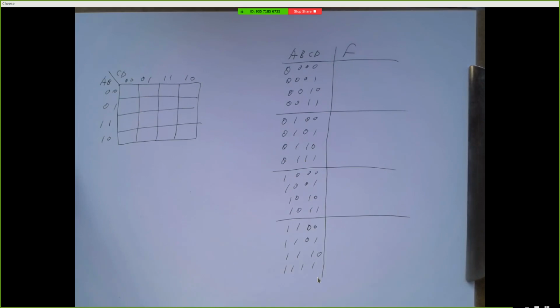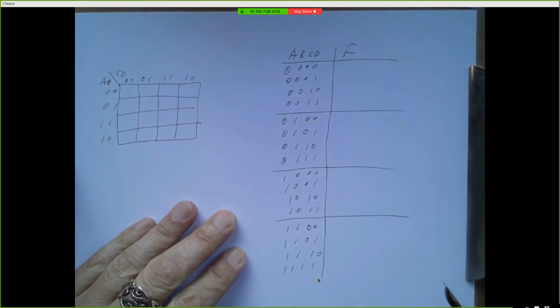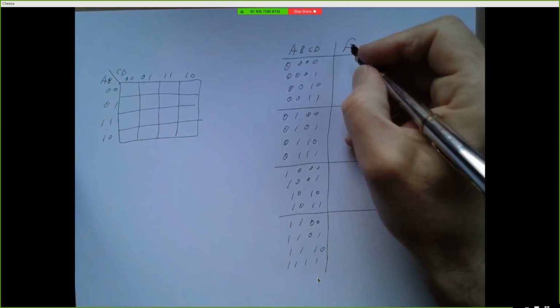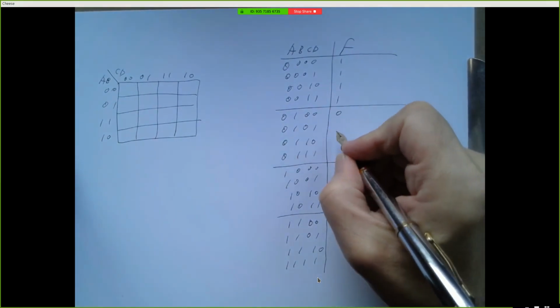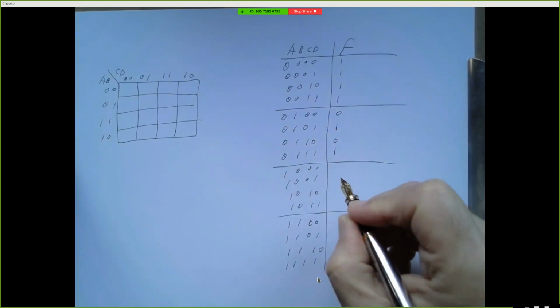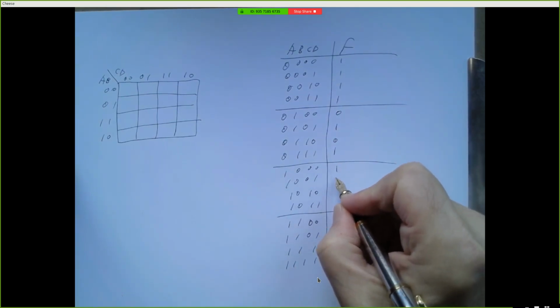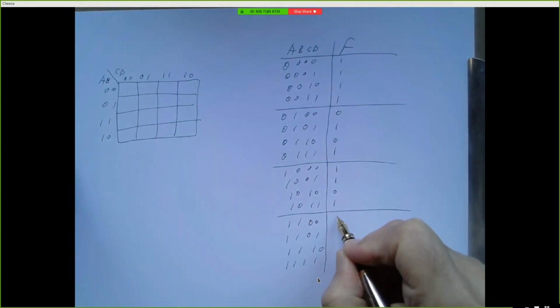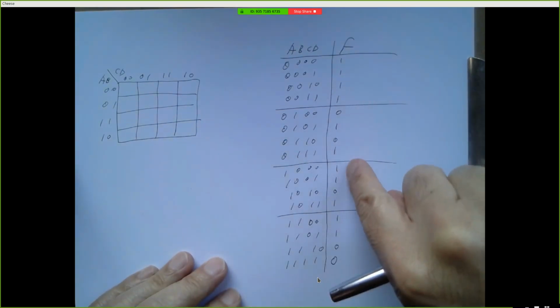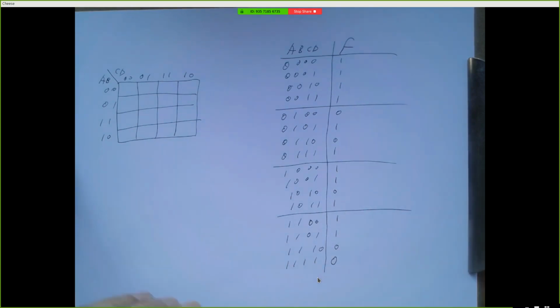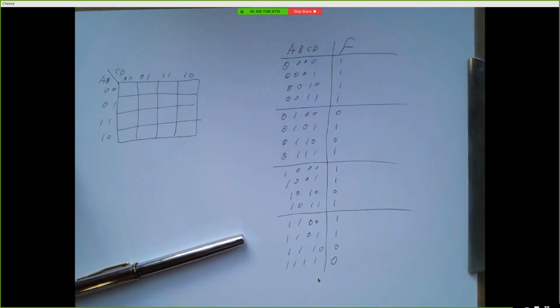So product of sums. These tend to work well when we have lots of zeros or lots of 1s in our output. So let's suppose we wanted to do a function like this. As a sum of products, we have 1, 2, 3, 4, 5, 6, 7, 8, 9, 10, 11 1-terms, so 11 products that we would sum all together.